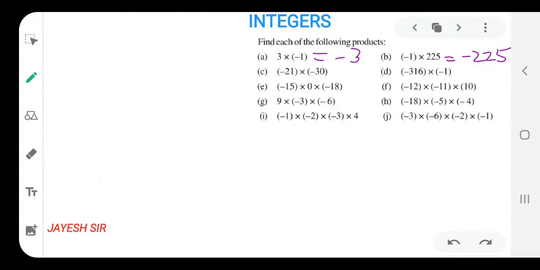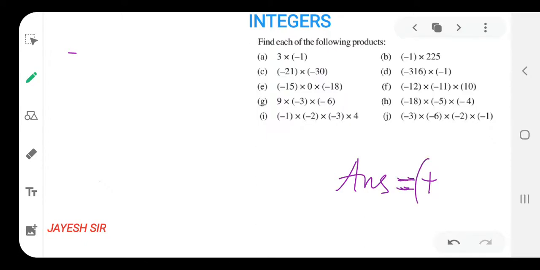So let's begin with our third sum. What is it, friends? Minus 21 into minus 30. Yes, we can solve it in many ways. First thing, what we need to do, minus minus, so what would be our answer? Our answer would be plus. So I have written plus. Now minus 21 into minus 30. This is our question, friends.